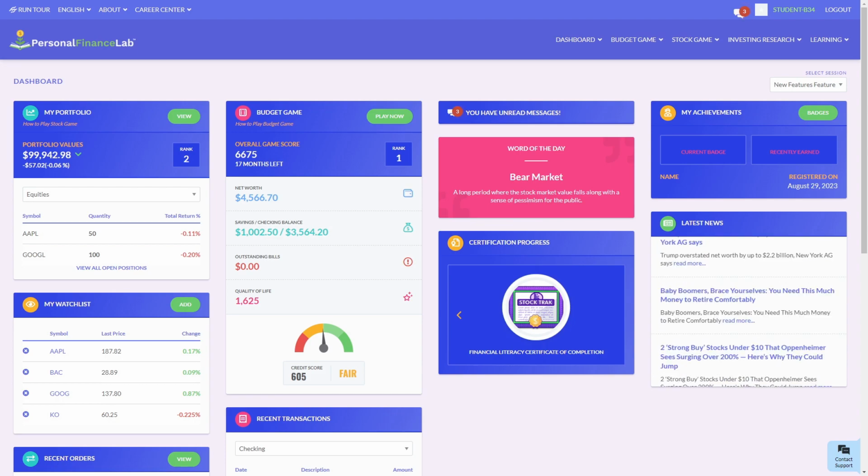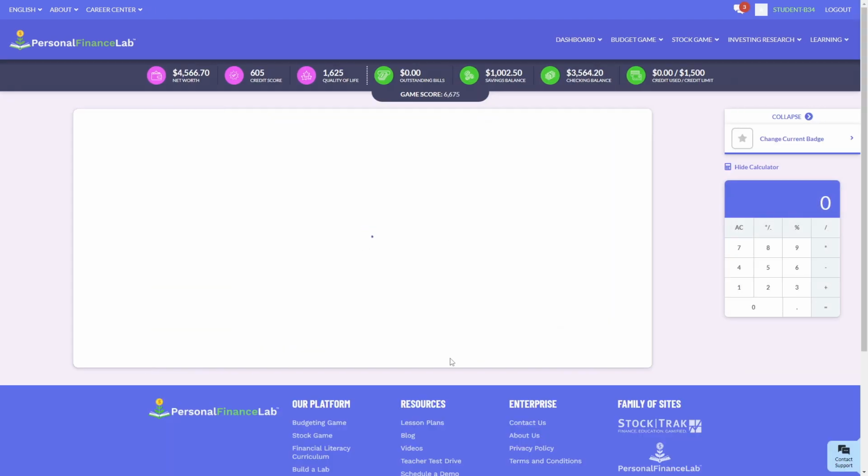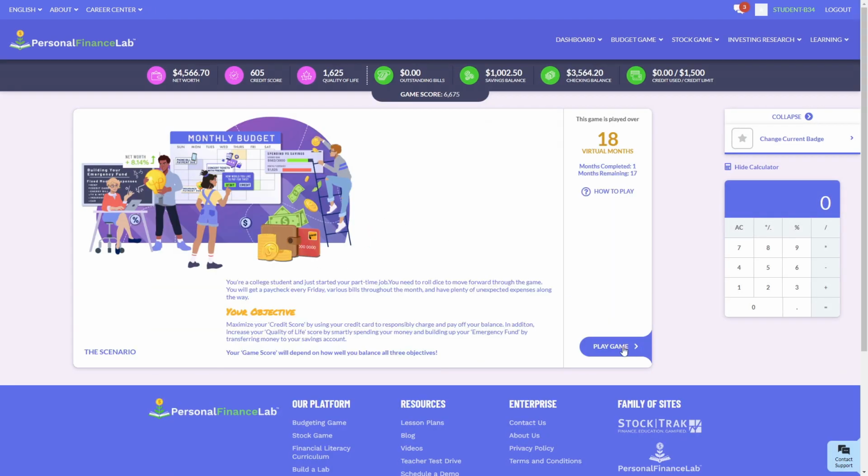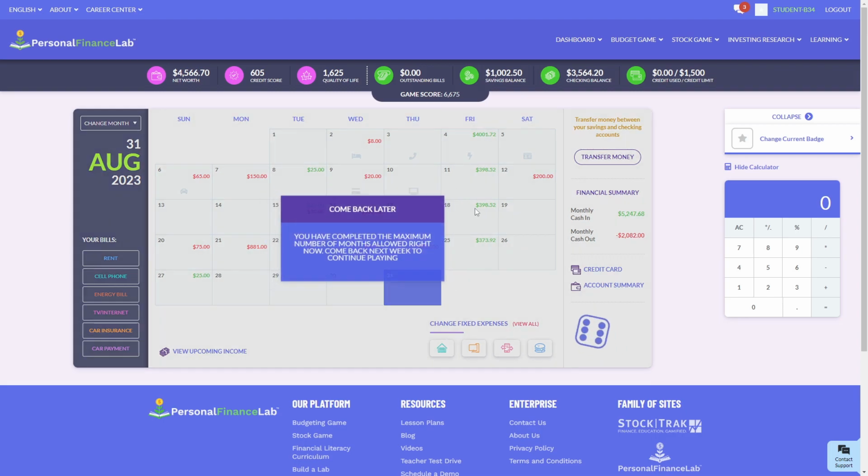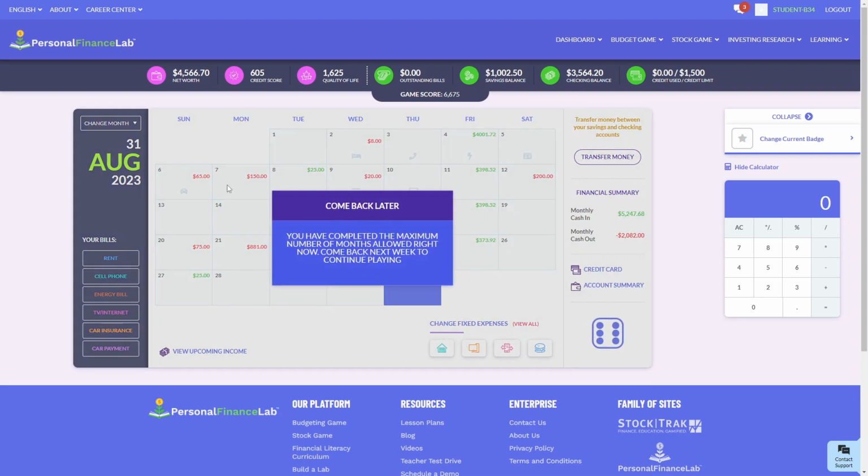Now, for the student who's farther ahead, the next time they come back into the game and try to start to play, it's going to give them an error message saying that they've reached the current limit of the months allowed for the game. So they're going to need to wait until next week before coming back and trying again.